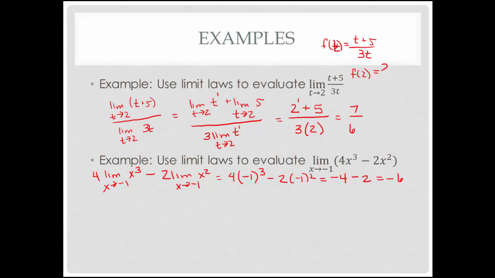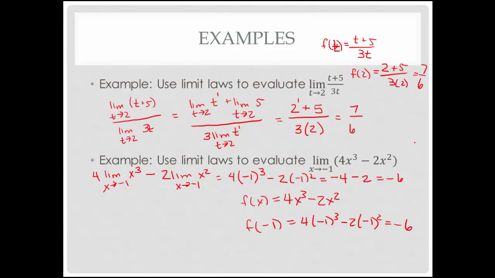You would have plugged in 2 in place of t and then simplified, and guess what you would have gotten? Notice they match. That's exactly what we did. 2 plus 5, over 3 times 2. Same thing here. In this case, if I had said, hey, I have a function f of x, and it's 4x cubed minus 2x squared, please tell me what you would get for f of -1. You would have taken 4 times -1 cubed minus 2 times -1 squared, and guess what? You would have gotten -6.